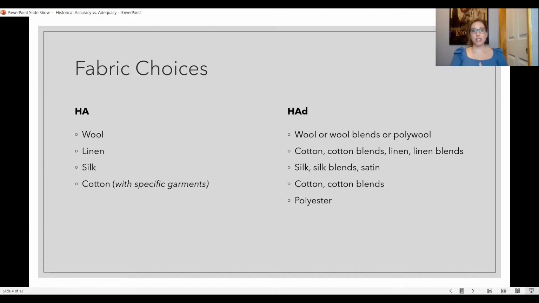So fabric choices. Under historically accurate, we have wool, linen, and silk. I do have cotton. I will address that in a second. Historically adequate, we have wool, wool blends, poly wool, cotton, cotton blends, linen, linen blends, silk, silk blends, satin, and polyester. Some of these things are better for the environment than others, but honestly, some people can't just go buy a bunch of wool. It's just not within the budget. It's not within our accessibility to go out and get it.